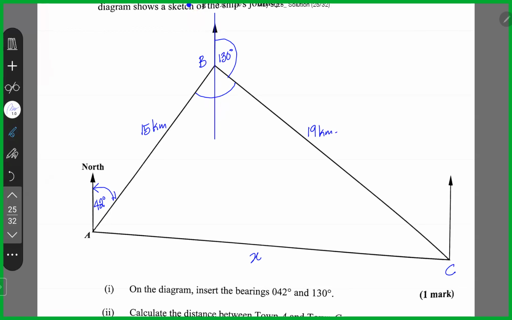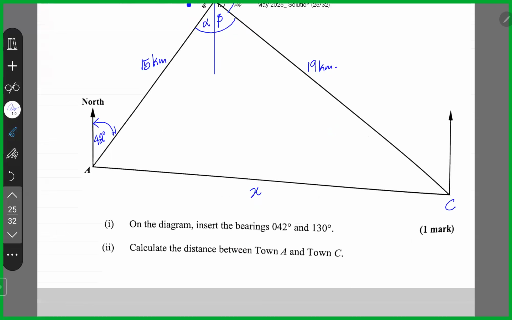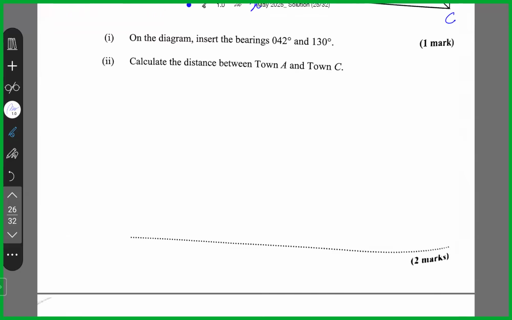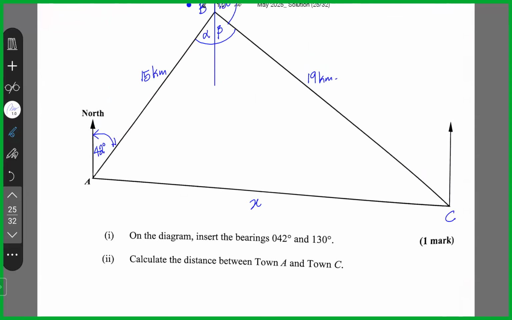So this line divides the angle at B into two halves. This is alpha, and this is beta. What I need is the sum of alpha and beta. Looking at the diagram, it is clear that alpha is equal to 42 degrees. They are alternate angles.